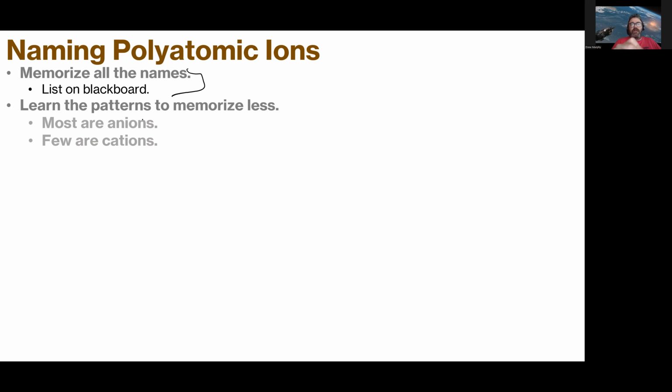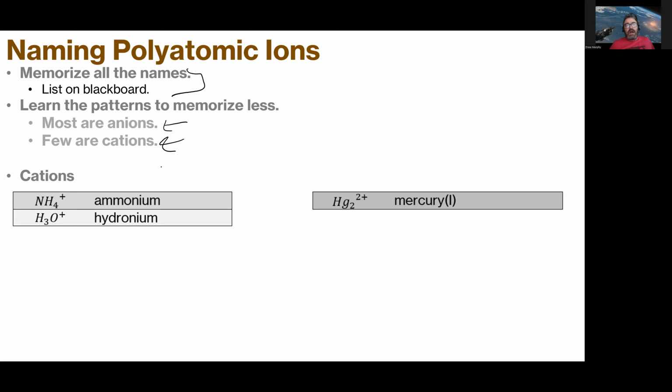We're gonna start off with some patterns. Most of these are anions, and there's very few of them that are cations. So the cation ones are these guys. Ammonium, that's our NH4 that we just talked about. Hydronium, H3O plus, and mercury 1. Mercury 1 is weird because when you say mercury 1, there's a parentheses there.